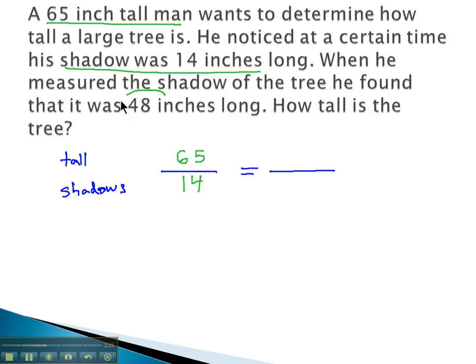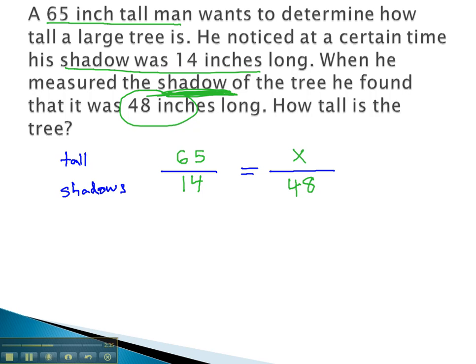The other number then, the 48 inches, we just need to decide, is that talking about how tall the thing is or how long the shadow is? We see that it's the shadow of the tree that's 48 inches long, and shadows are in the denominator, so we put them on the bottom, and our variable must go in the other location.